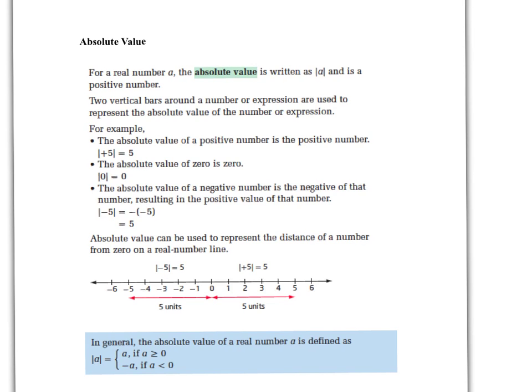When you hear that term absolute value, we could be talking about the absolute value of a number. That's what we're going to talk about here. We're going to talk also about absolute value functions and absolute value equations.